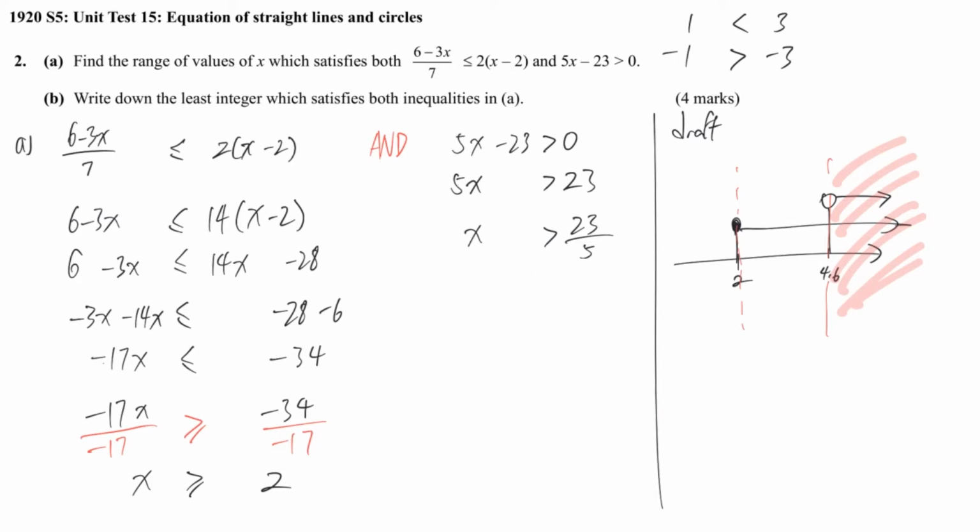fulfills both requirements. The name of the first region is called x, any x smaller than 2. The middle region is called x between 2 and 4.6. And the last region is called x larger than 4.6. This region is all the x which is larger than 4.6. So this is our final answer for part A, and you need to give me the conclusion by using the symbol. Therefore, x is larger than 23 over 5, or you may say x is larger than 4.6.